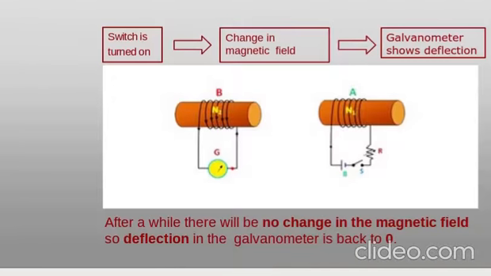Now, if I turn on the switch, what happens? Magnetic fields are generated, and the galvanometer will show a deflection. You can look at these two images here. After a while, there is no change in the magnetic field, so the deflection in the galvanometer goes back to zero. So after some time, there is no change in the magnetic field, there is no deflection, and the galvanometer comes back to zero.